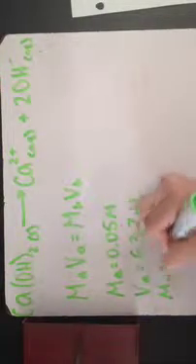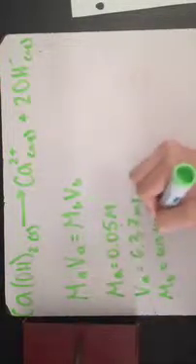And the base is calcium hydroxide. The molarity is unknown. And the volume is given, which is 10 milliliters. So with this information, we plug it into the formula. So we get 0.05 times 6.37 equals X times 10.